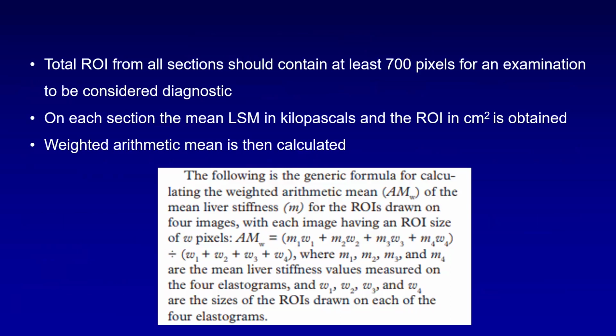Once you've drawn the ROIs, in each of these images you have the mean LSM in kilopascals and the ROI area in square millimeters. You can then calculate a weighted arithmetic mean by adding up the values at each slice level and dividing by the total area. The recommended diagnostic area is that ROIs from all sections should contain at least 700 pixels for an examination. In some vendors, you will get the total of the pixels that you have marked on the elastogram images.